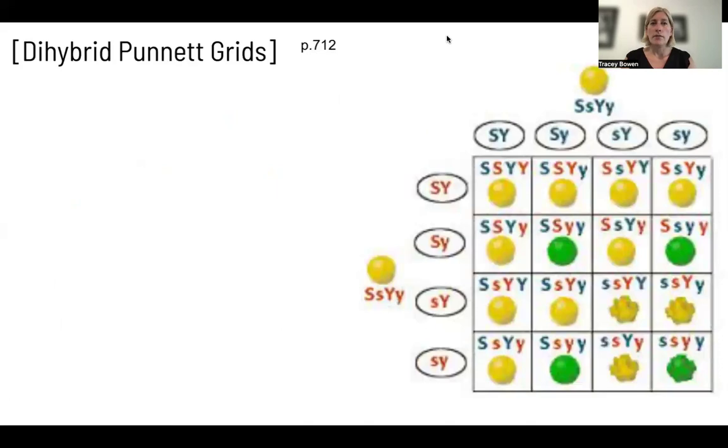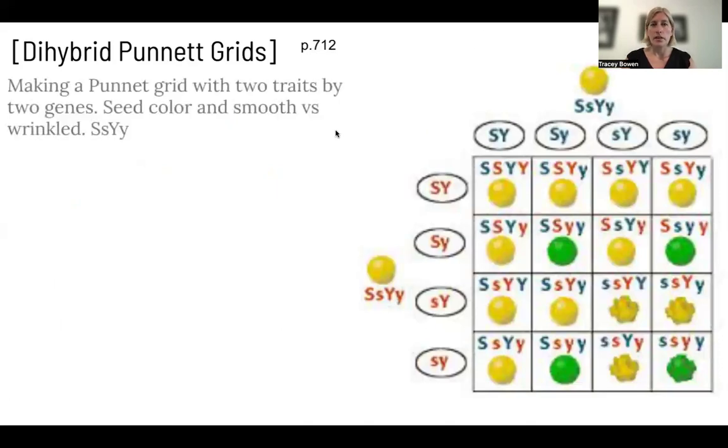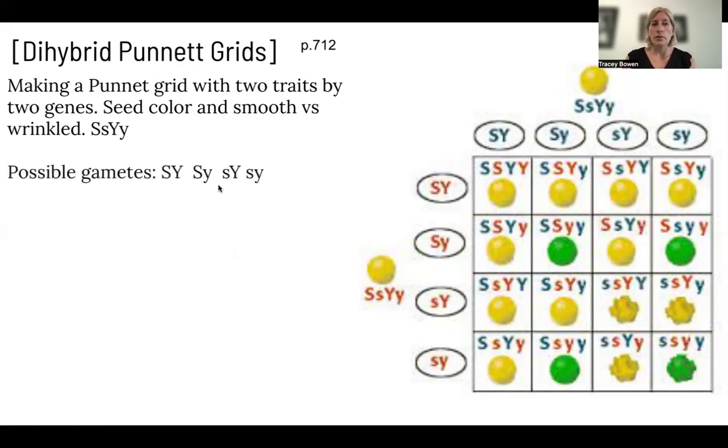So we've already looked at monohybrid Punnett grids, but the dihybrid Punnett grid is something that we need to know about for HL. And this is a Punnett grid with 2 traits controlled by 2 different genes. And so in this image on the right, we are looking at seed color and smooth versus wrinkled surface. And so we have heterozygous P parents, and you can see that they have an S gene and a Y gene, and the S gene is heterozygous and the Y gene is heterozygous. And so the possible gametes that these 2 P parents could make are going to be the same, but there's 4 possible gametes. And so we need to include both genes, the S gene and the Y gene.